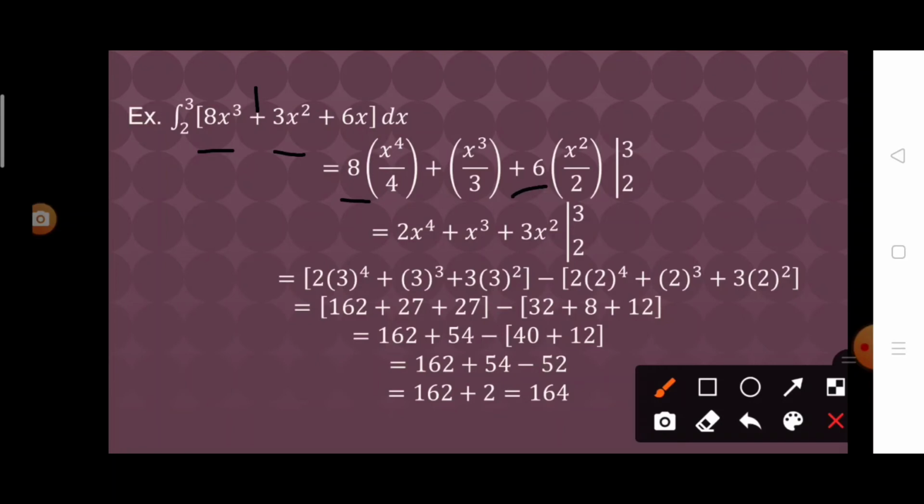So let's simplify. So x raised to 4 times 8 over 4 is 2x to the 4, plus, there is a 3 outside that quantity, so x cubed over 3 divided by 3, let's cancel that out, so we have x cubed plus 6 times x squared over 2 is just 3x squared, evaluated from 2 to 3.